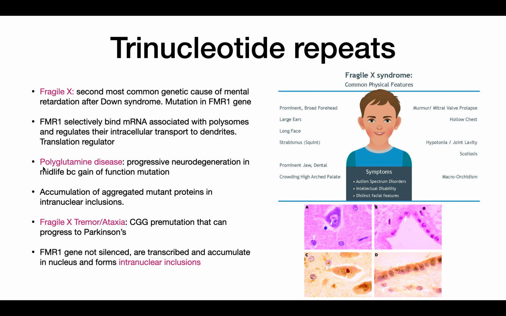Another disease is polyglutamine disease, a progressive neurodegeneration in midlife because of a gain of function, so too much glutamine. It's going to accumulate in intranuclear inclusions. Fragile X tremor ataxia is thanks to a CGG premutation that can progress to Parkinson's. The FMR1 gene is not silenced, it's transcribed and accumulates in the nuclei. Here's the nucleus. This should be the only thing in it, but look, there's extra stuff in it. And that forms the intranuclear inclusions.